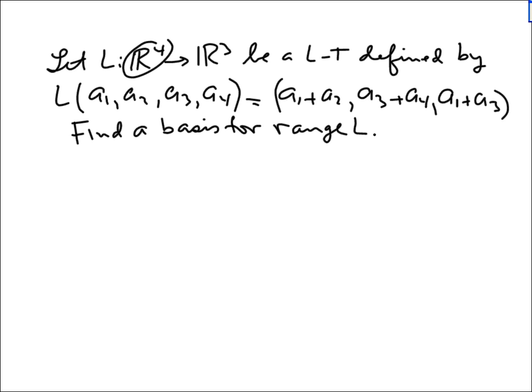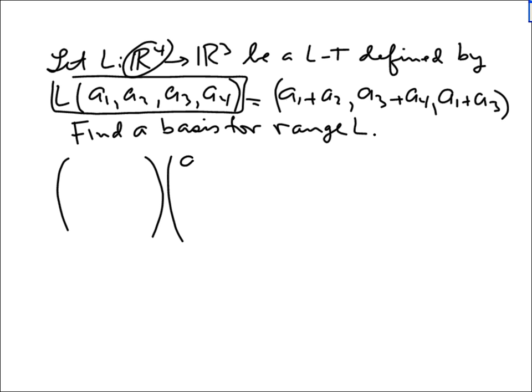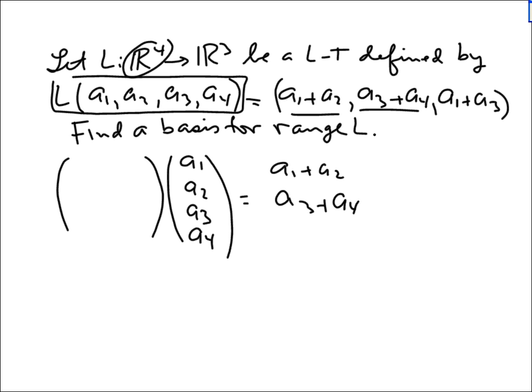Okay. So I want to write this as a matrix. Something times (A1, A2, A3, A4), and it's supposed to give me (A1 plus A2, A3 plus A4, A1 plus A3). So I want to get 1A1 plus 1A2. So I'll put a 1 and a 1. This one gets multiplied by A1. This one gets multiplied by A2, and the other two entries are zeros.